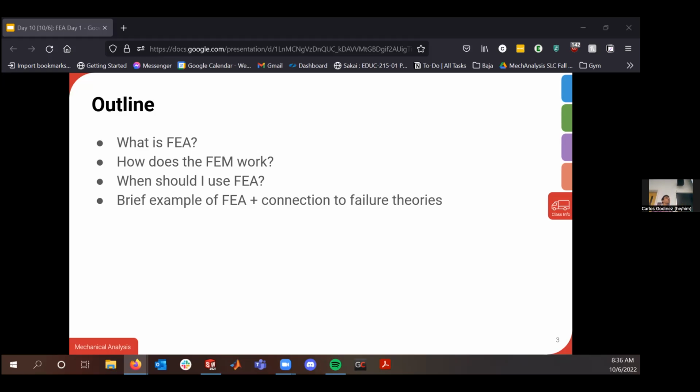The first day is going to be an overview. How does the FEA method work? Because a lot of people don't see what's behind it, what is it actually solving. When should I use FEA, and a brief example of how FEA connects to failure theories. And we're going to borrow an exercise from Chris Lee's FEA class. If you have never set up or done a study before, you want to go a little deeper into what I can actually do with FEA.